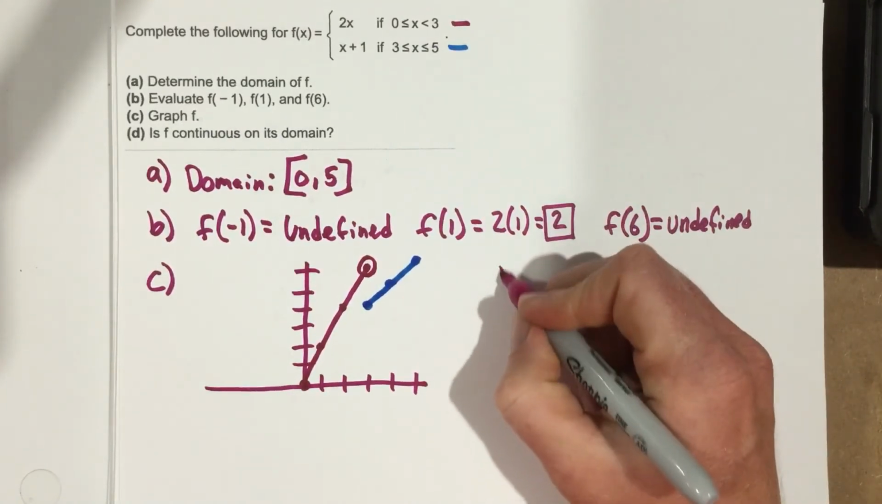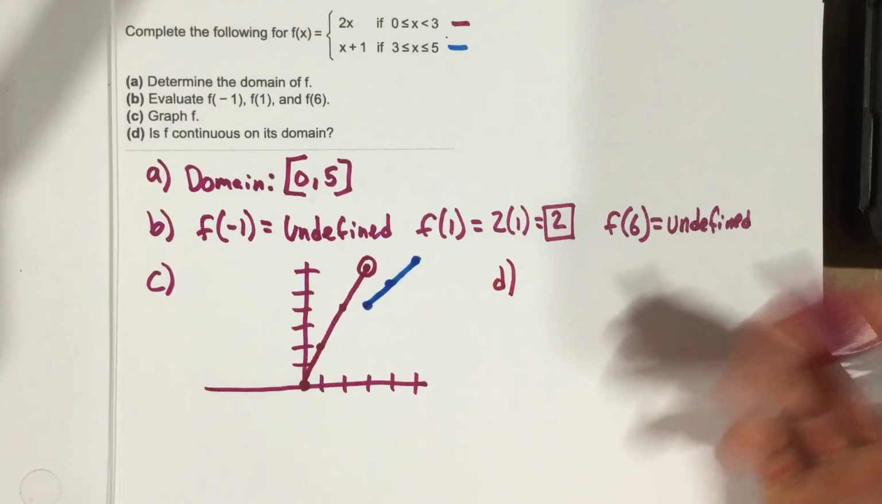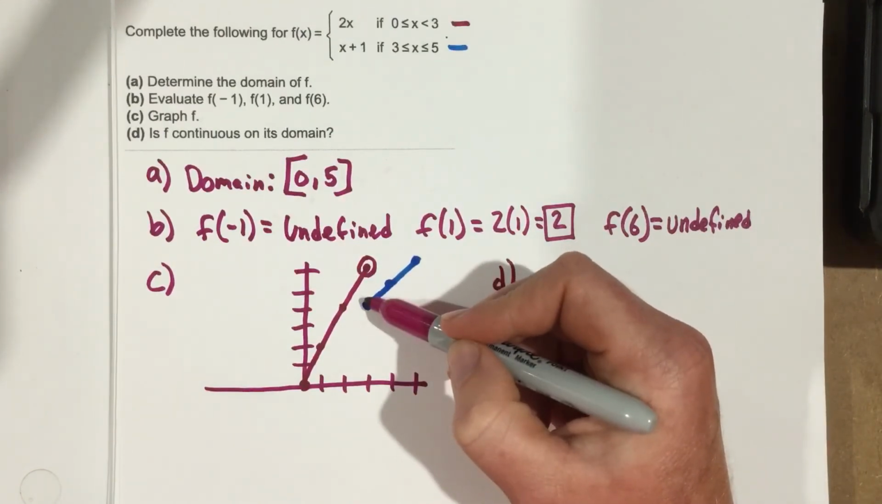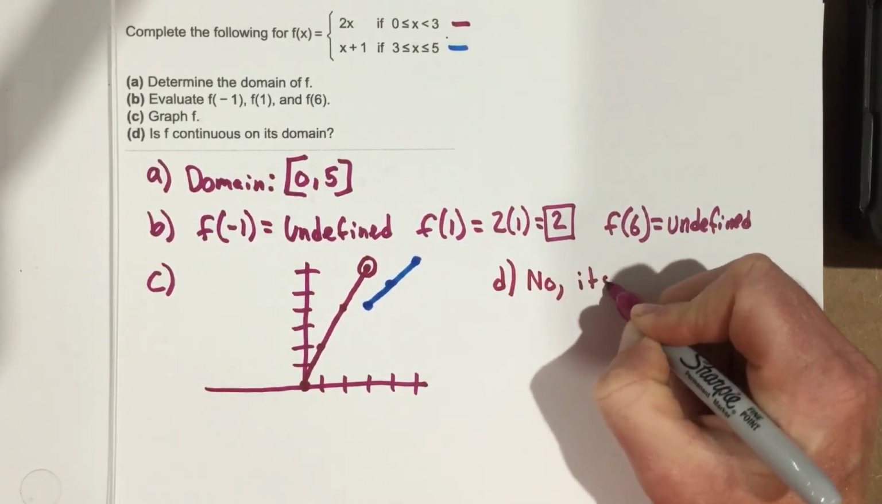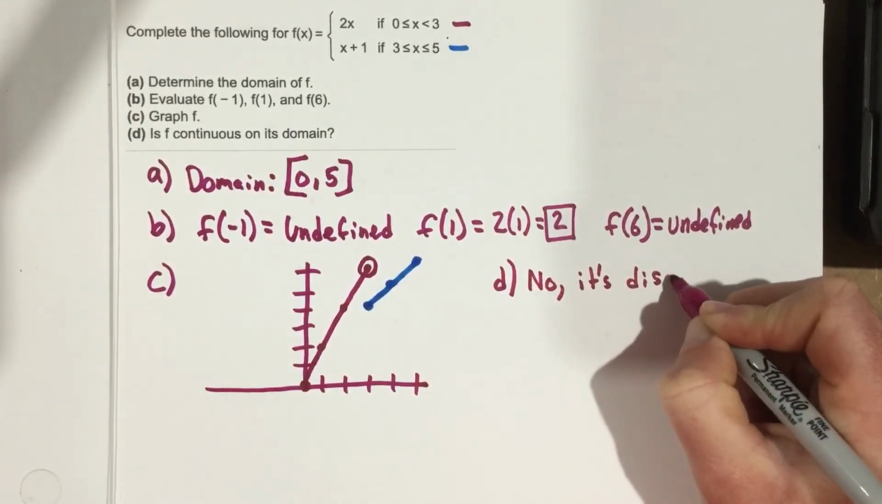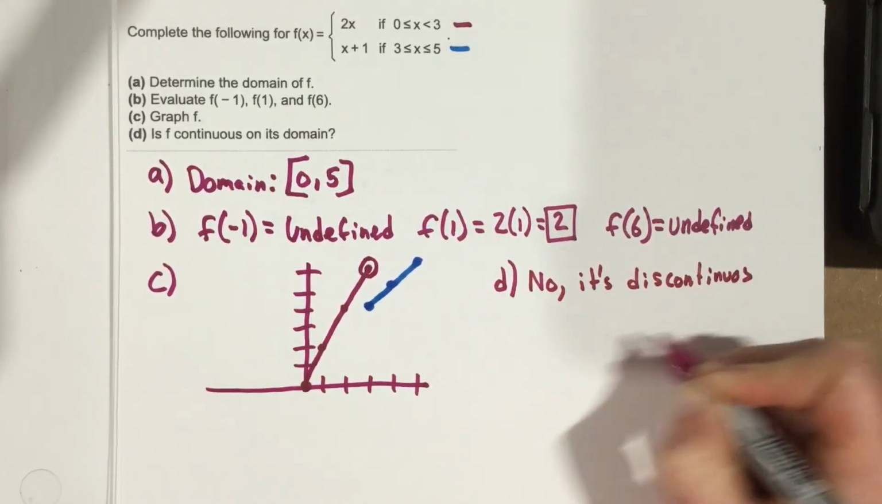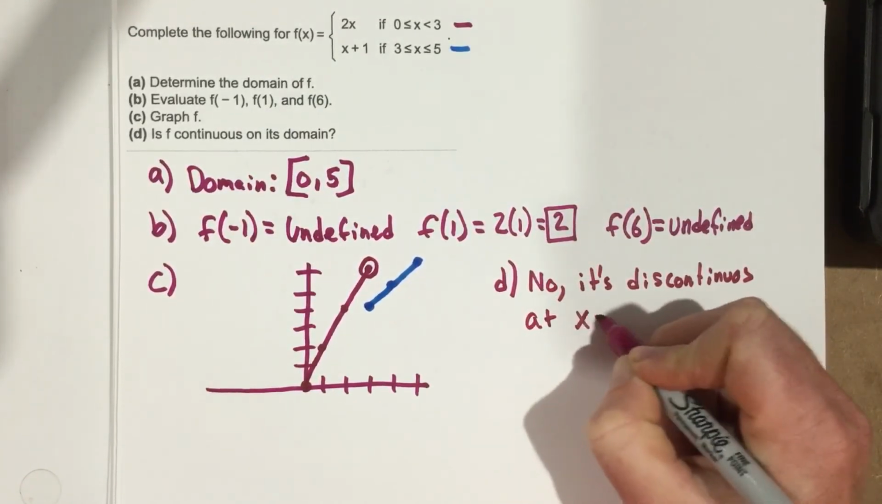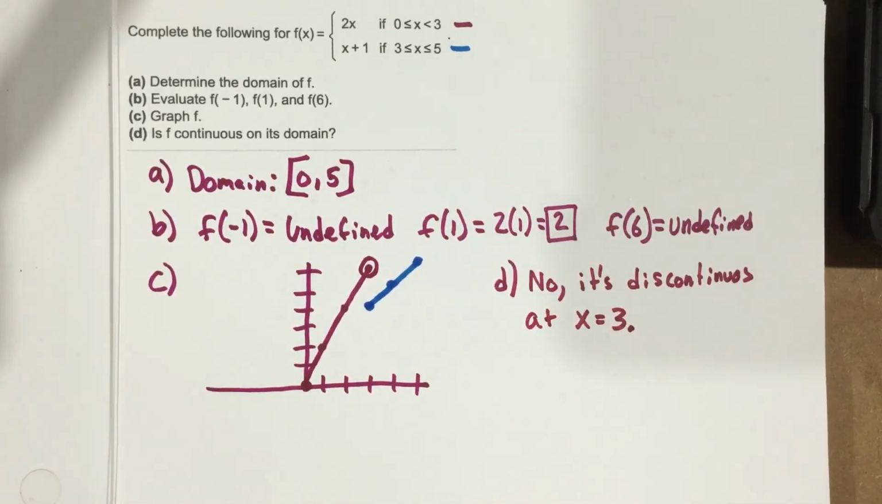Part D, is it continuous? No, it's not continuous. It's discontinuous at x equal 3. So no, it's discontinuous at x equal 3. And that's how we evaluate a piecewise function.